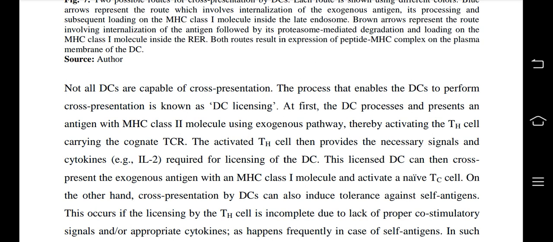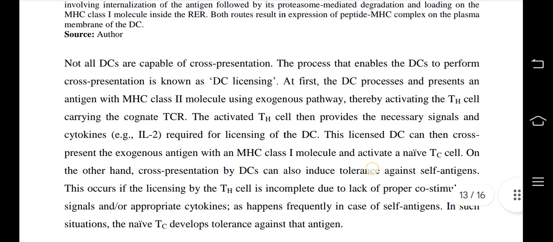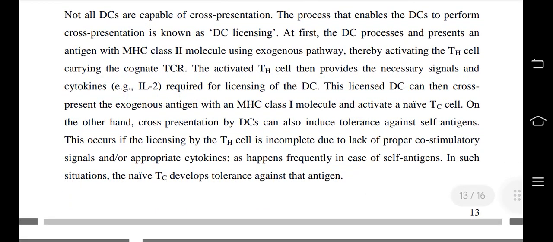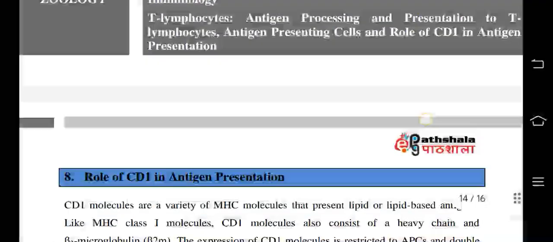The activated TH cell then provides the necessary signals and cytokines required for licensing of the DC. This licensed DC can then cross-present the exogenous antigen with an MHC class I molecule and activate a new TC cell. On the other hand, cross-presentation by DC can also induce tolerance against self-antigens. This occurs if the licensing by the TH cell is incomplete due to lack of proper co-stimulatory signals or appropriate cytokines. As happens frequently in case of self-antigens, in such situations, the new TC develops tolerance against that antigen.